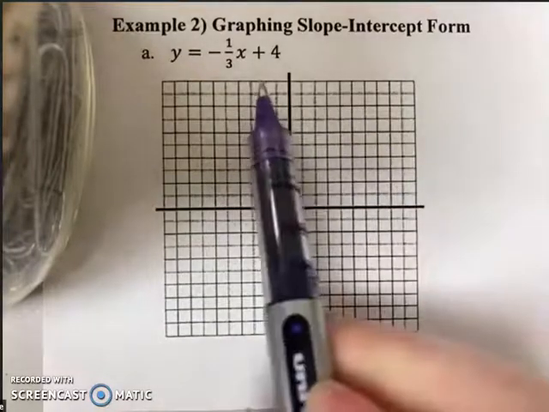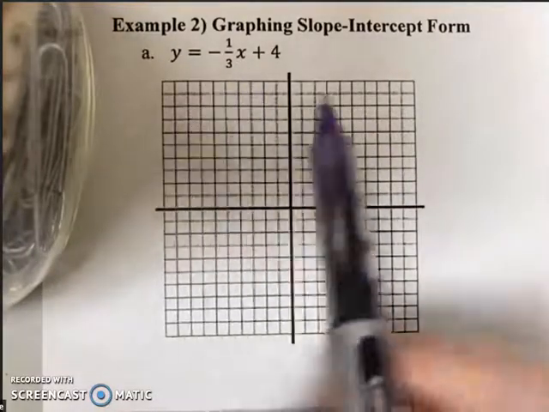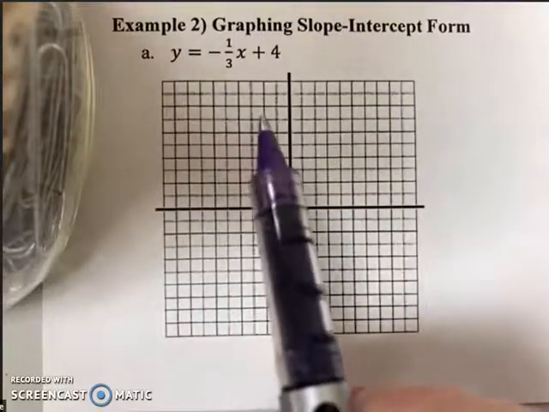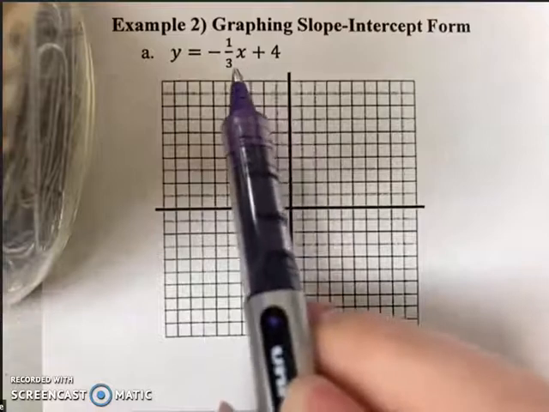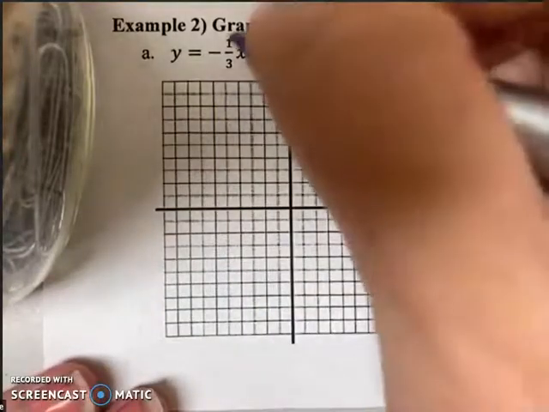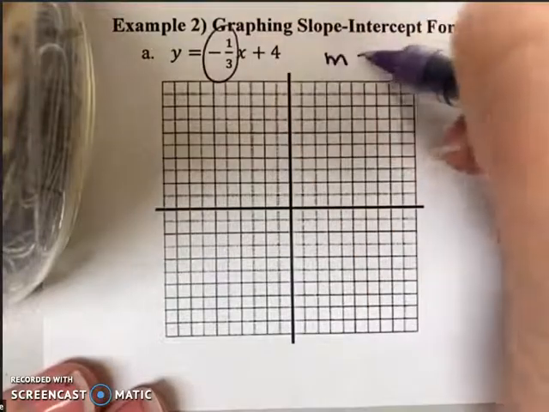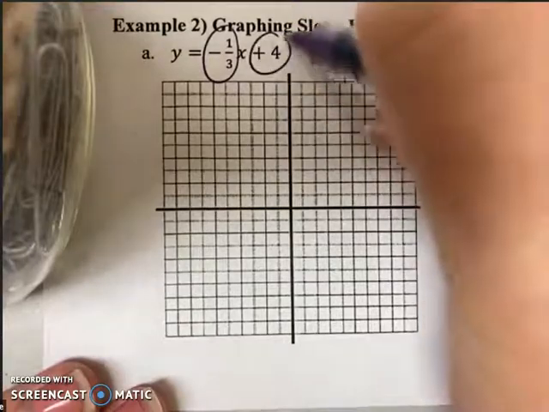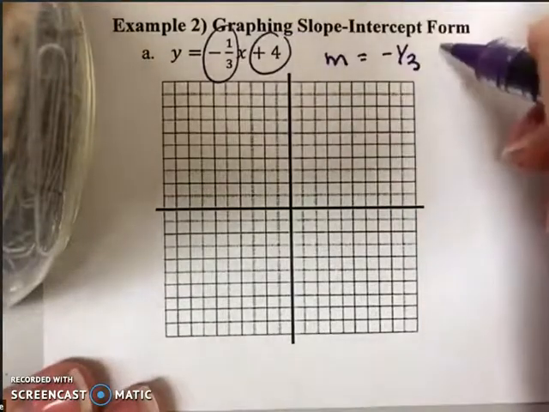The first thing I like to do when graphing is take a look at the equation. This equation is written in slope-intercept form. So once again, I can tell just by looking at this equation that the slope is negative 1/3 and the y-intercept is a positive 4.